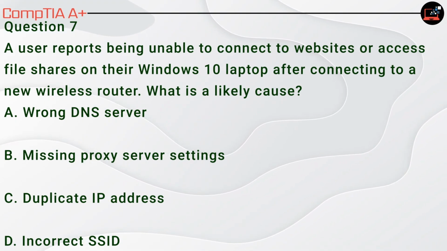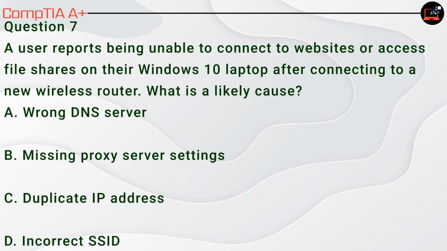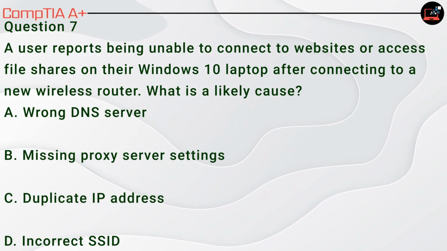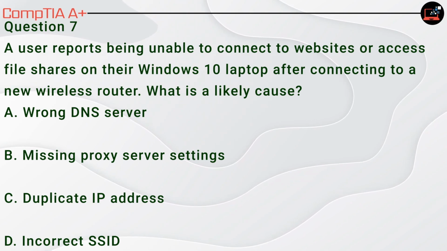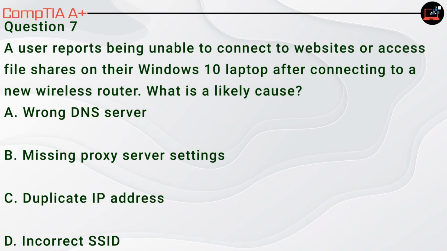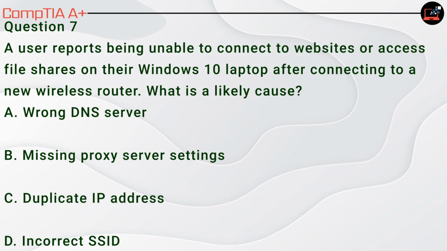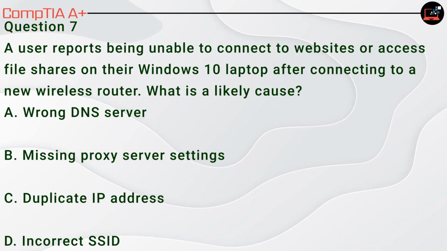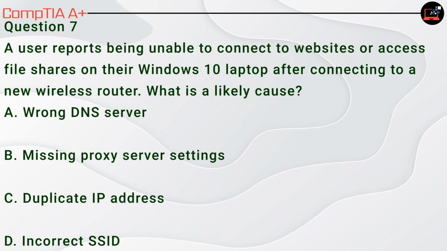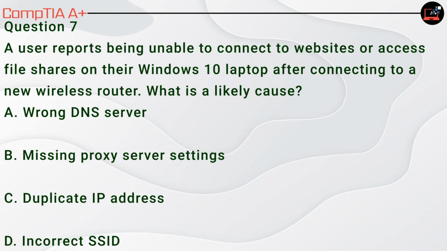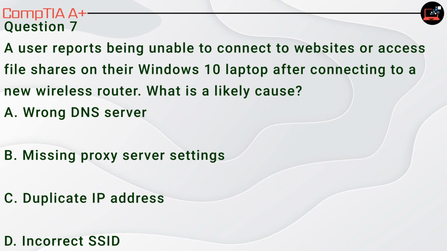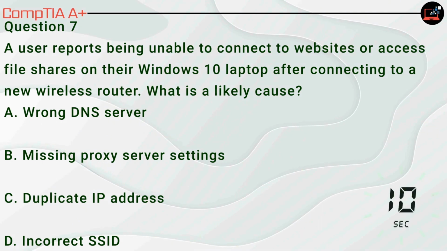Question 7. A user reports being unable to connect to websites or access file shares on their Windows 10 laptop after connecting to a new wireless router. What is a likely cause? A. Wrong DNS server. B. Missing proxy server settings. C. Duplicate IP address. D. Incorrect SSID.